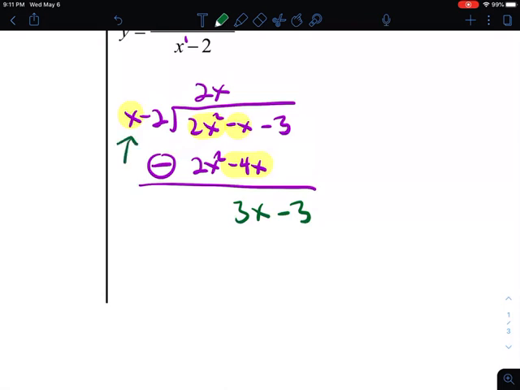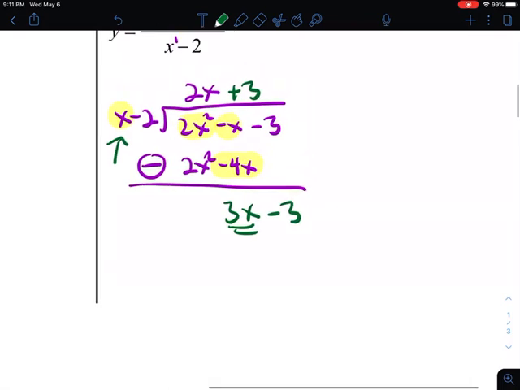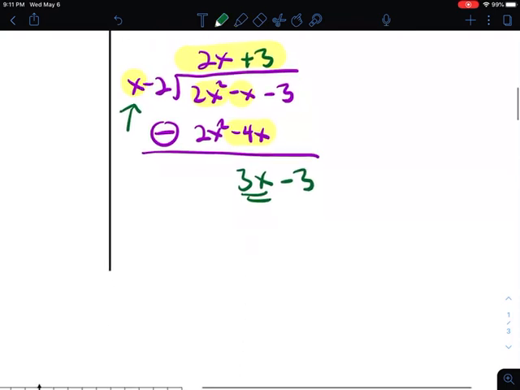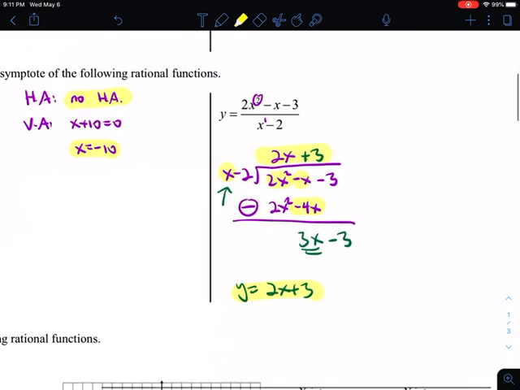And then do it one more time. What times x will be 3x? That's just going to be plus 3. And again, you don't have to multiply again to find your remainder because we don't care about that. All we care about is right there, y equals 2x plus 3. So there is my slant asymptote.